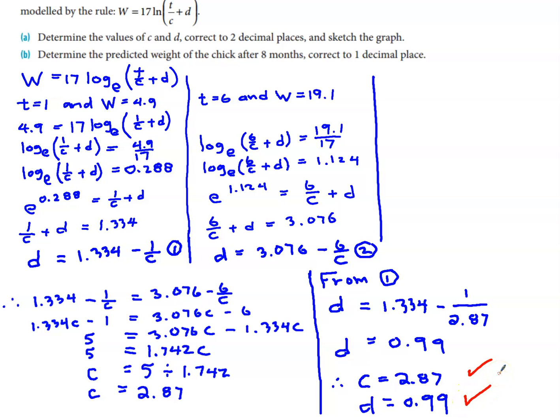Now, to sketch this, I think the sensible thing to do would be to put it into your graphics calculator. You know what the values of c and d are, so you can put them in there and then go ahead and sketch it. And for part B, once we've got that, we just put 8 in for t in the equation, and we can then work out the predicted weights. In fact, I might not do any more videos. I think the rest of it you can do pretty safely on your own. So that's it for section 3.7.